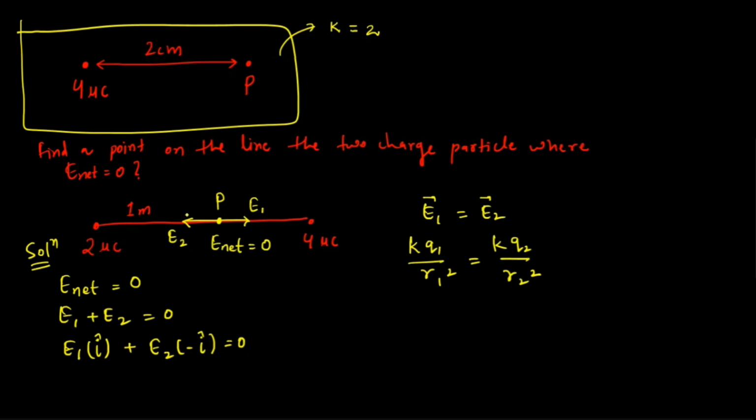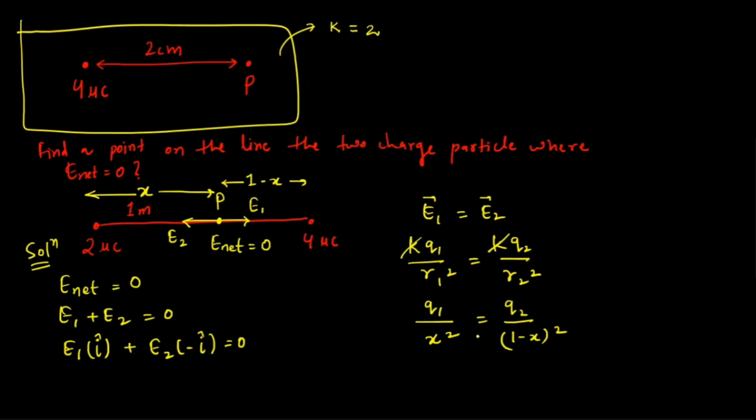These are the distances. We can assume that from the 2 microcoulomb charge, X is the distance to the point P, and automatically from point P to the 4 microcoulomb charge, it is 1 minus X, as the distance between the two charges is 1 meter. We'll simply substitute the values. As K is on both sides, we can cancel it out. So Q1 by X squared equals Q2 by (1 minus X) whole squared.